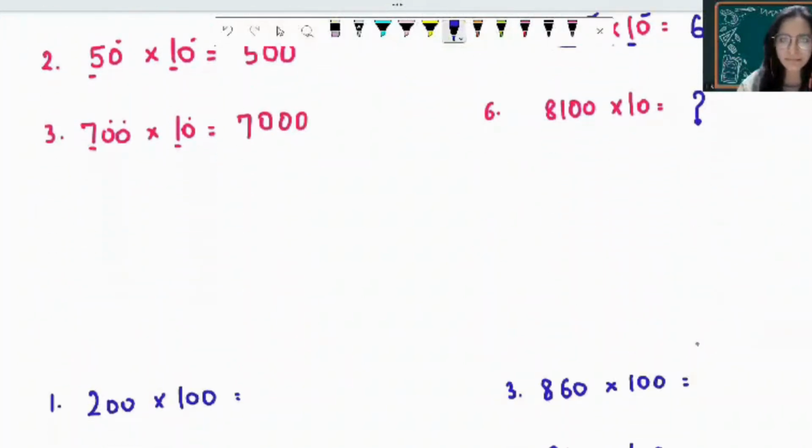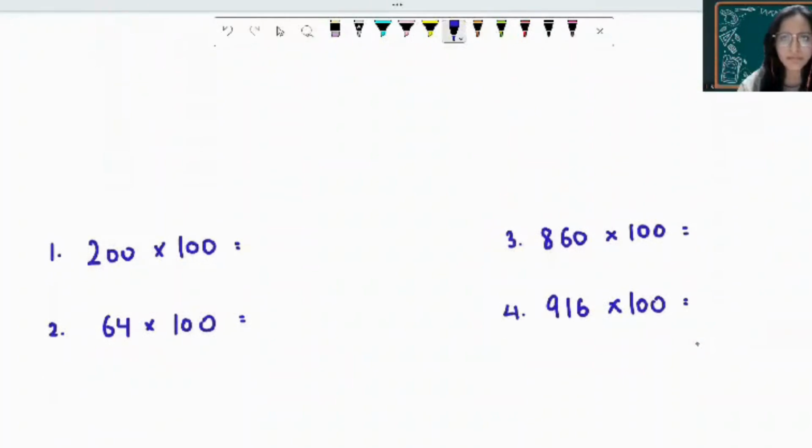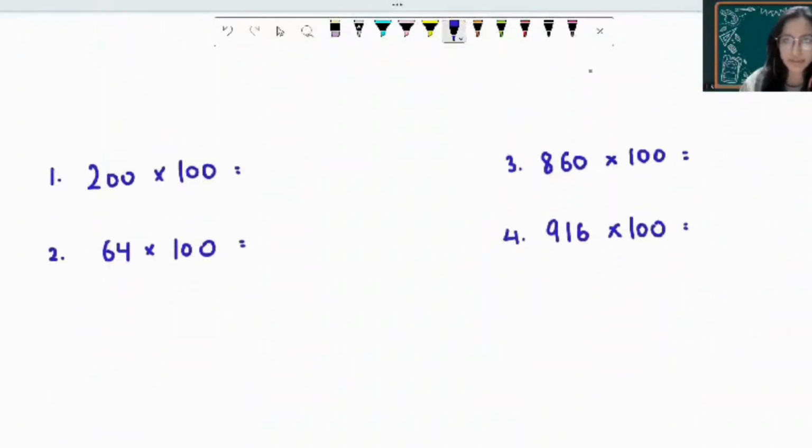Next, let's learn how to multiply numbers with 100. So here, as you can see, the first question is 200 times 100. So let's multiply the numbers again. 2 times 1 gives you 2. How many zeros here? Let's count. 1, 2, 3, 4. So we are going to put 4 zeros here. How will you read this number? Just put a comma, counting 3 digits from the right side, and it gives you 20,000, right?